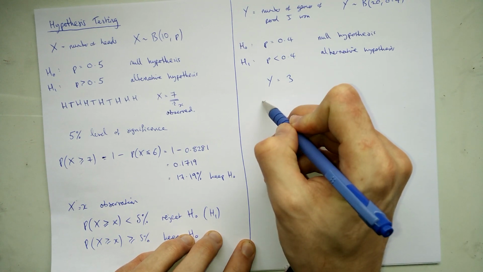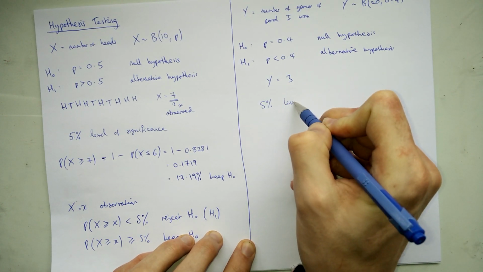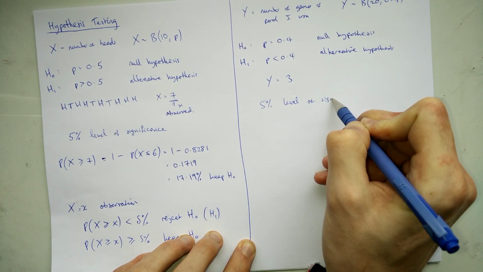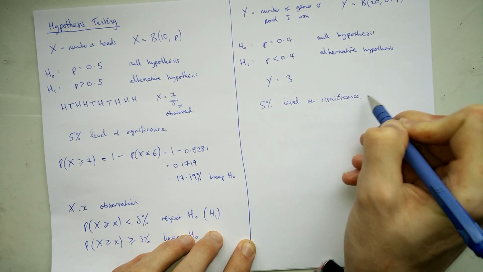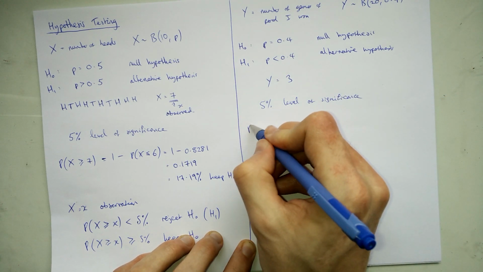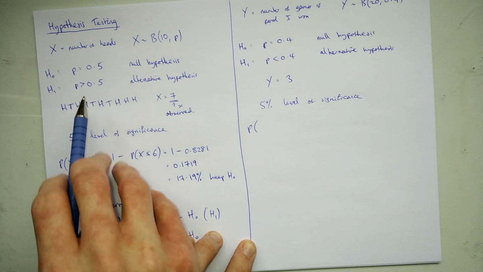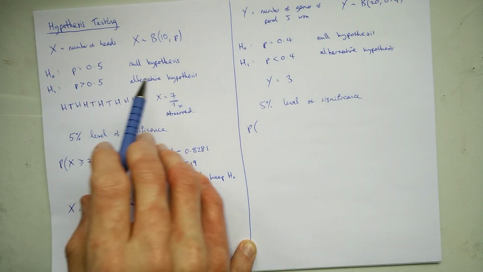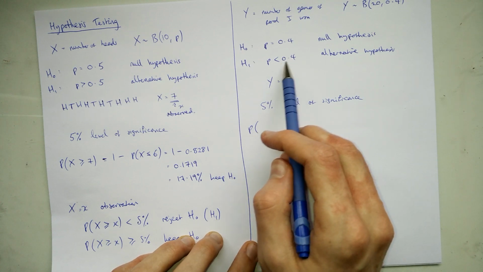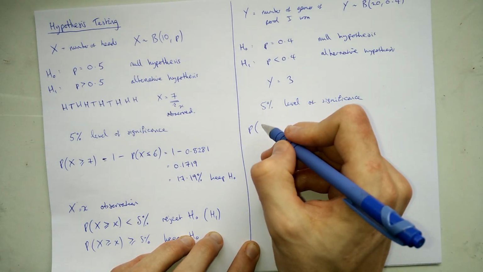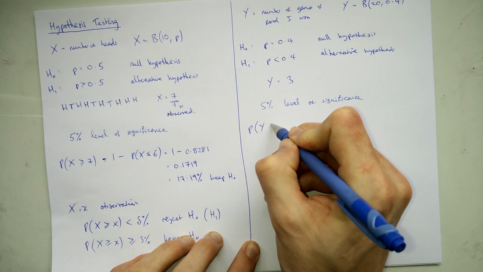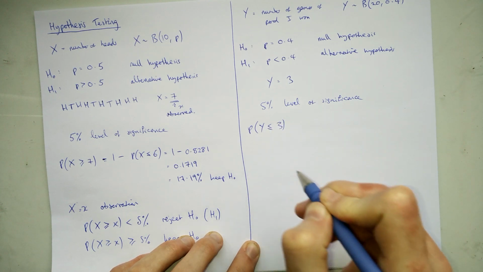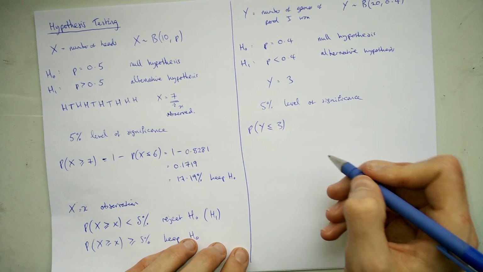Let's have a look. So let's again do a 5% level of significance. So let's work out the probability. Now, here we did more than 7 because we were looking at the probability being bigger than 0.5. So obviously we're aiming in that direction. Here, because the probability is less than 0.4, that's our alternative hypothesis. We're interested here in how many times I get less than what we're expecting. So on the other side.